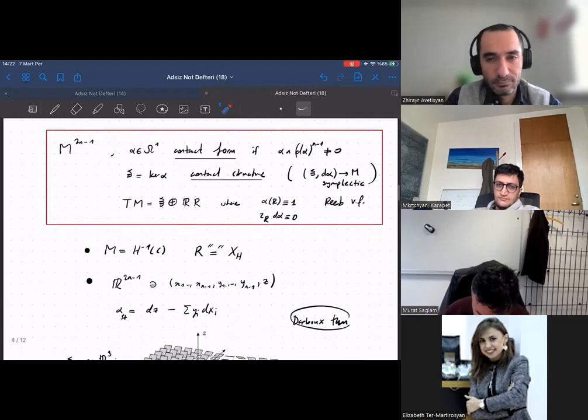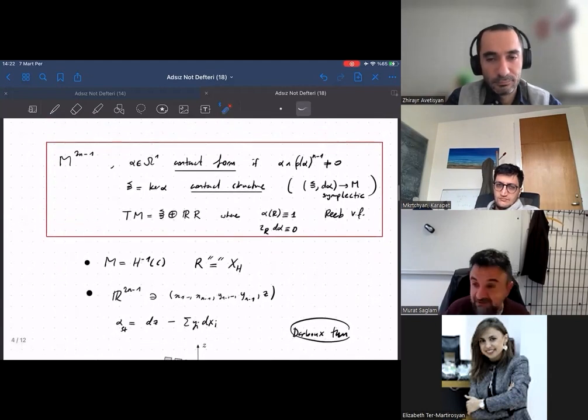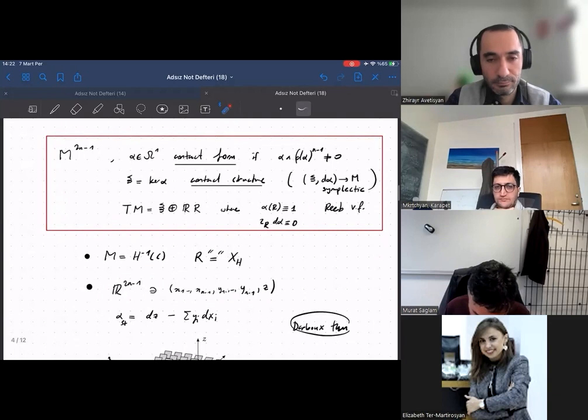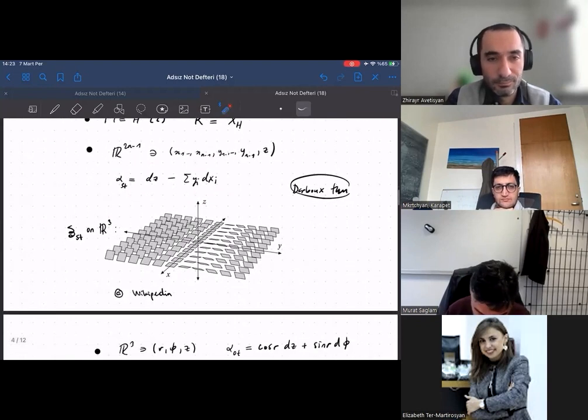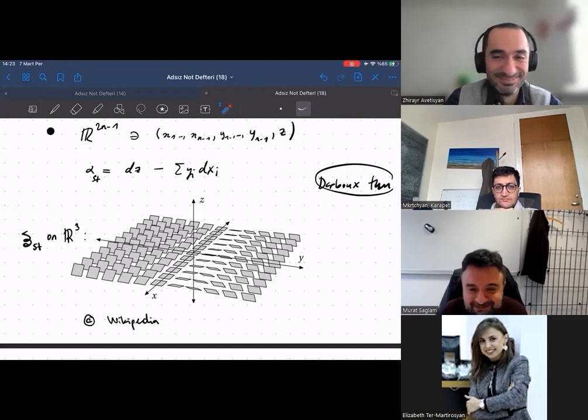But then, of course, as in the symplectic case, the typical standard example you take is an odd-dimensional Euclidean space, let's say with coordinates x1 up to xn, y1 up to yn minus 1, and then the coordinate z. Then you define the standard contact form with this equation, and this defines a contact form, so it satisfies this non-degeneracy condition. And here's a picture from Wikipedia of this hyperplane distribution in the case of R3.